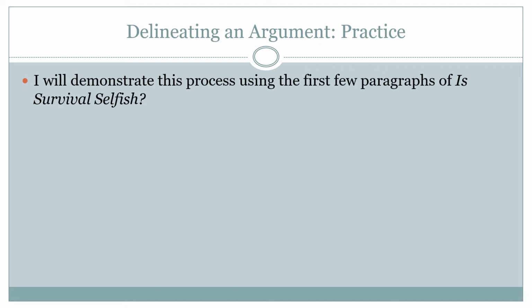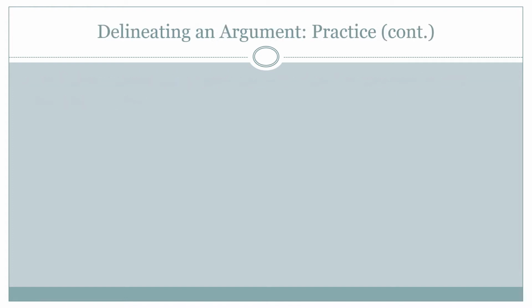So I'm going to demonstrate this process using the first few paragraphs of "Is Survival Selfish?" Okay, so the first thing we need to do is come up with our preliminary thesis. Again, if you haven't read this whole thing, you need to stop this recording and go back and do that. You need to do your decoder read first, because this assumes that you've already done that. I know some of you already did it in class. If you didn't, you need to do that now. So I will give you a second to pause and complete that task if you haven't already.